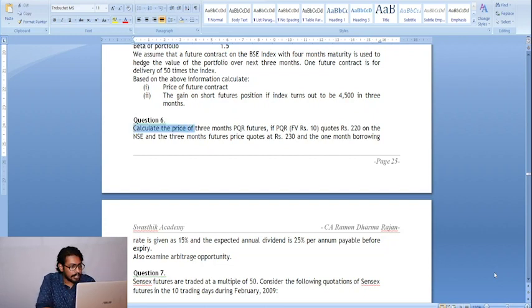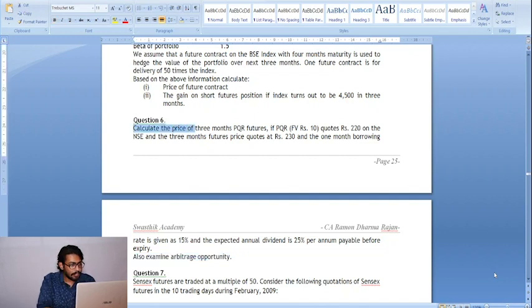Calculate the price of a 3 months PQR futures if PQR, face value 10, quotes 220 on the NSE. So the price of PQR on the National Stock Exchange, in the market, is 220, and the 3 month future price is 230, and the 1 month borrowing rate is given as 15%. The expected annual dividend is 25% per annum, payable before expiry. Also examine the arbitrage opportunity.